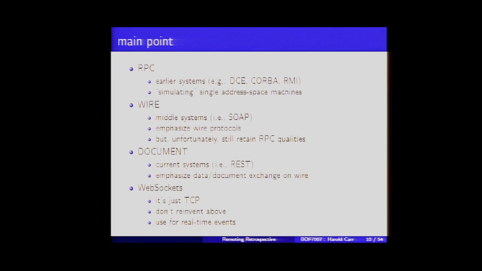So here's my main point of the whole talk. There were RPC systems, and that includes DCE, DCOM, Corba, RMI, RMI-IIOP, and all that stuff. And they basically were simulating a single address machine. They had all sorts of stuff, like if the thing wasn't running, it would start it for you. It would make sure that it's kept running for you. And so you could pretend like it was just always there. And that was really not a good idea. It's very fragile. But that's where people started.